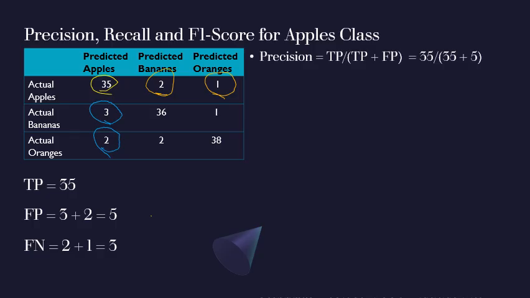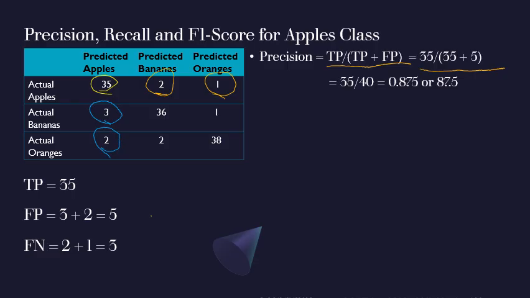The formula for precision is true positive divided by the sum of the true positive values and the false positives. So substituting now the values, we have 35 divided by the sum of 35 plus 5. So we got approximately 0.875 for our precision in the apple class. The precision of 0.875 indicates that 87.5% of the predictions made for apples are correct.